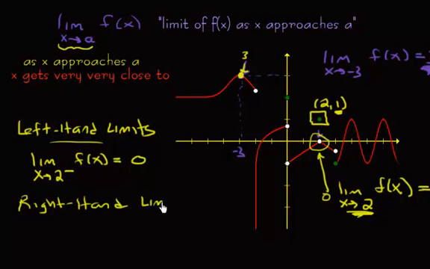And the notation would look like this. It would be the limit as x approaches 2, and then we'd have a positive sign, which stands for coming in from the right. We also expect it to be 0 because we already saw that. Coming in from the right, we would expect the y value to be 0. So let's take a look at this part right here.